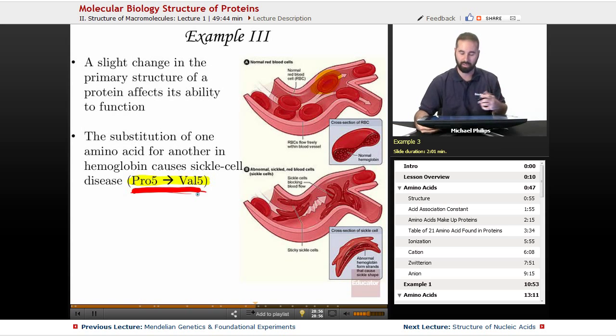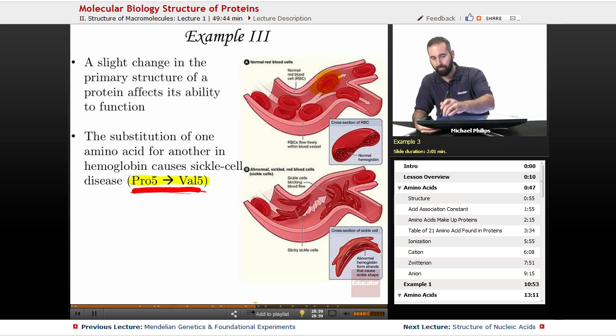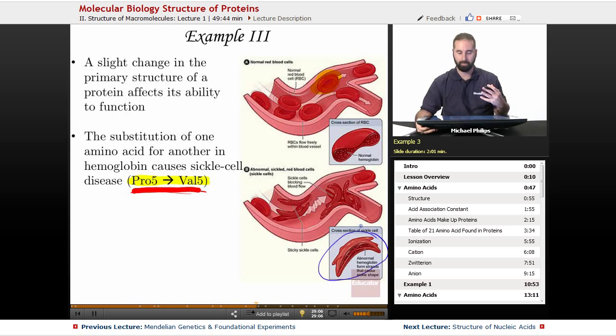Well, when they're in this sickle shape, they can end up blocking blood vessels because they don't flow through nice and easy like a rounded donut-shaped one. So they can block small capillaries and veins and cause blockage, which can cause pain or possibly even death. So this can come from just a single substitution in a single protein, a single amino acid substitution.